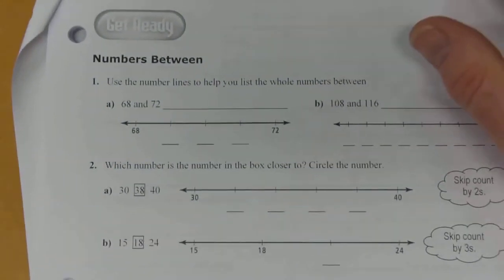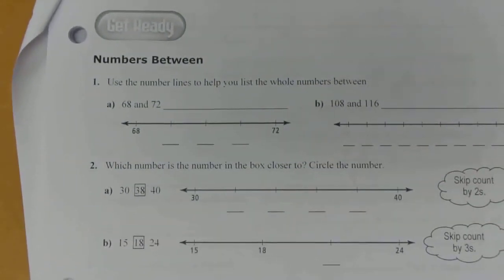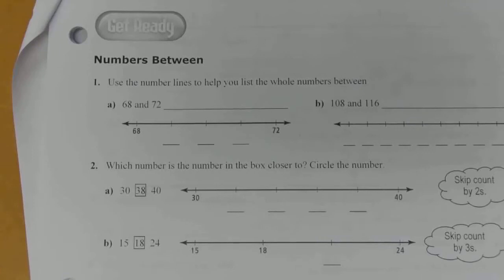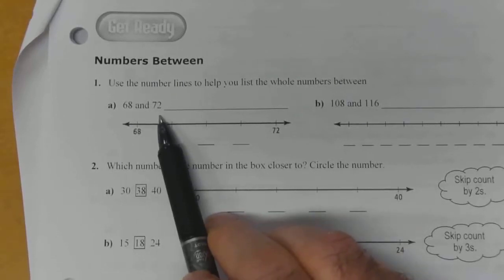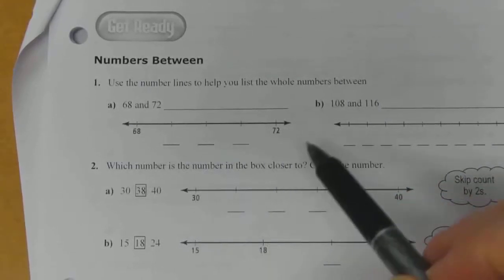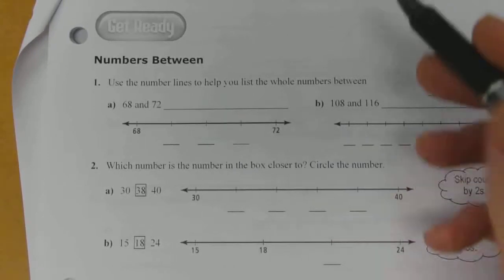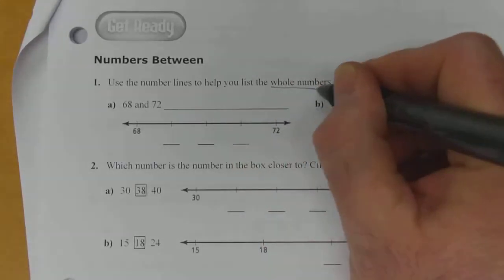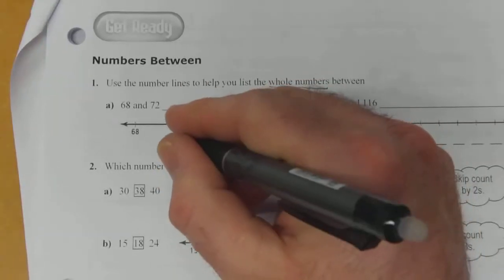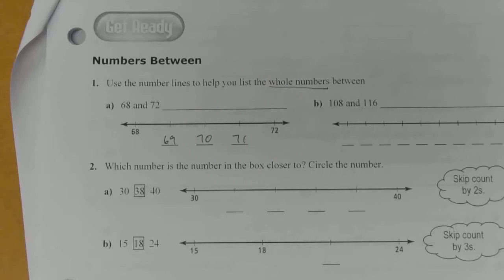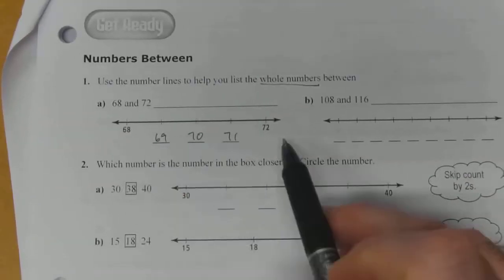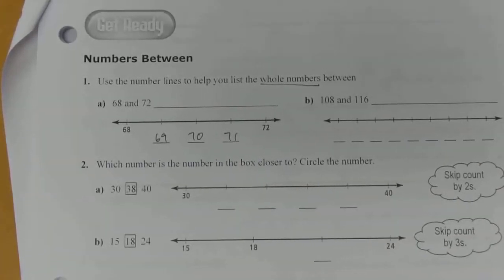So for the get ready, we've got numbers between is the name of this section. And the first question says, use the number lines to help you list the whole numbers between. And for part A, it's between 68 and 72. And we've got a number line here, which is real helpful. And if we count, we're looking at whole numbers, so we can just count 68, 69, 70, 71, and then there's 72. So those are the numbers between 68 and 72 right there on your number line.